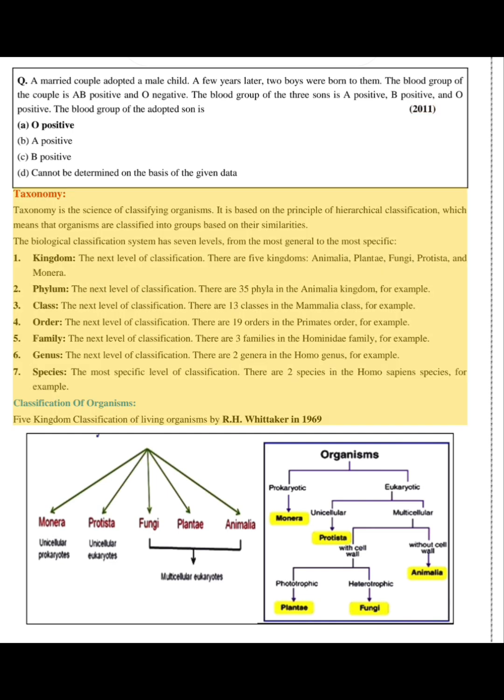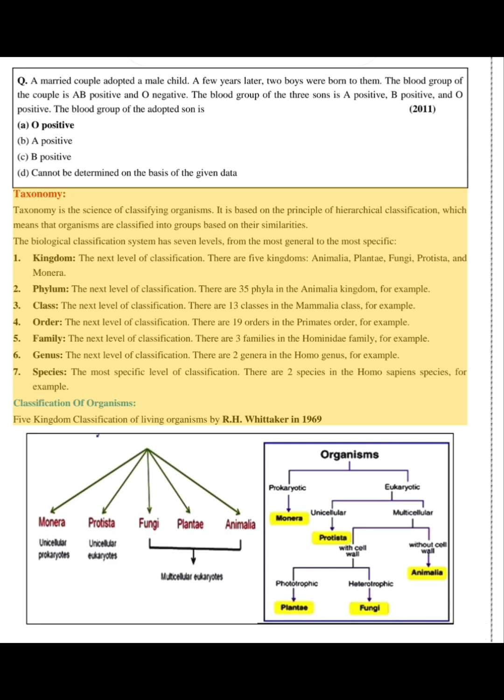2011. Taxonomy. Taxonomy is the science of classifying organisms. It is based on the principle of hierarchical classification, which means that organisms are classified into groups based on their similarities. The biological classification system has 7 levels, from the most general to the most specific.